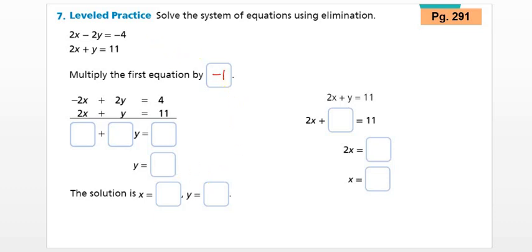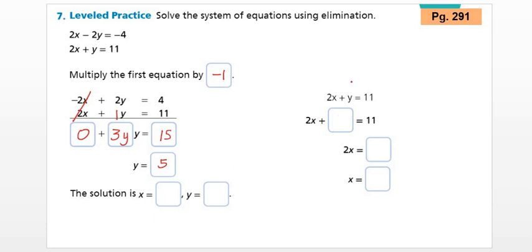Now what will happen? This is going to cancel because -2 and +2 will be 0, and 2y plus 1y will become 3y. Why am I adding these? Because they have the same signs. In case they have different signs, like they have here, they will be subtracted. Now here 4 and 11 will become 15, and now they skipped one step in which you divide this side by 3 and you divide this side by 3, so it will give you y equals 5, right? Okay, now this is all step 1.